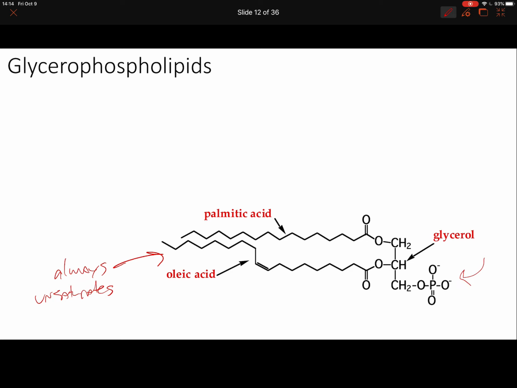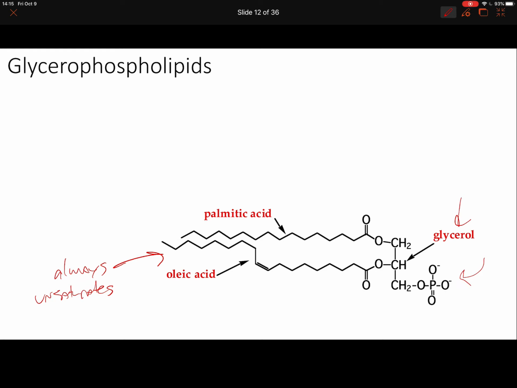And further esterification with low molecular weight alcohols will give a glycerophospholipid. So phosphatidic acid, when it comes in contact with, like I said, low molecular weight alcohols, they react together to form these glycerophospholipids. And glycerol is the low molecular weight alcohol of choice in our bodies.